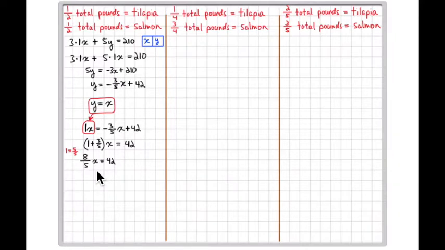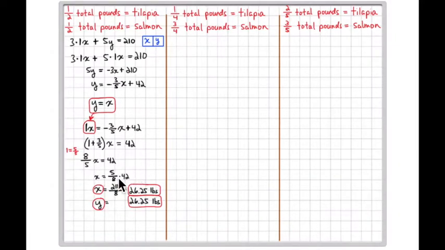And so now I want to figure out what x is equal to, so I'm going to multiply by the multiplicative inverse of 8/5. Well, that's 5/8. And by the way, that's the same as multiplying 42 times 5 and getting this 210 right here, and then dividing by 8. So multiplying 42 times 5 and then dividing by 8. So that's the multiplicative inverse, also known as the reciprocal. So it's 5/8 times 42.